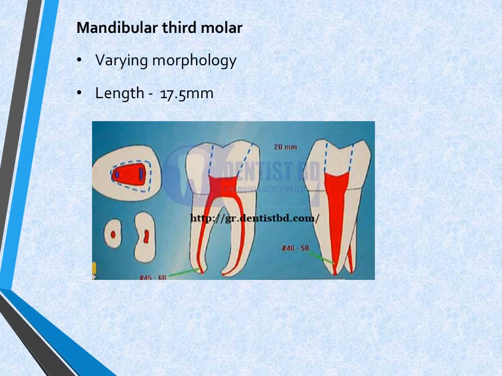The mandibular third molar has varying morphology. It can have one root, two roots, even three roots or more, and the number of canals is also not fixed. It can range from 1 to 3 or maybe 4 or even more root canals. The length is generally the shortest of the mandibular molars, somewhere around 17.5 mm, which is a good thing, because being the last tooth, gaining accessibility to do endodontic treatment of the third molar can be a little difficult, especially in the mandible, because the tongue is also going to provide hindrance.